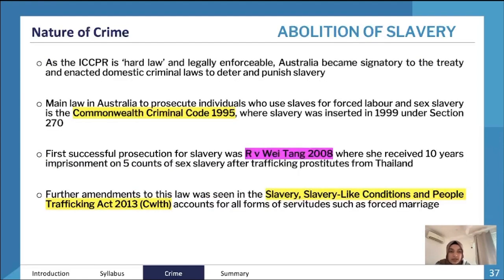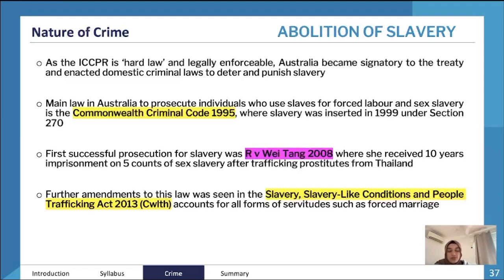So Australia became a signatory to the treaty and enacted domestic criminal laws to deter and punish slavery. The main law in Australia to prosecute individuals who use slavery for forced labor or sex slavery is the Commonwealth Criminal Code 1995, where slavery was inserted in 1999 under Section 270.